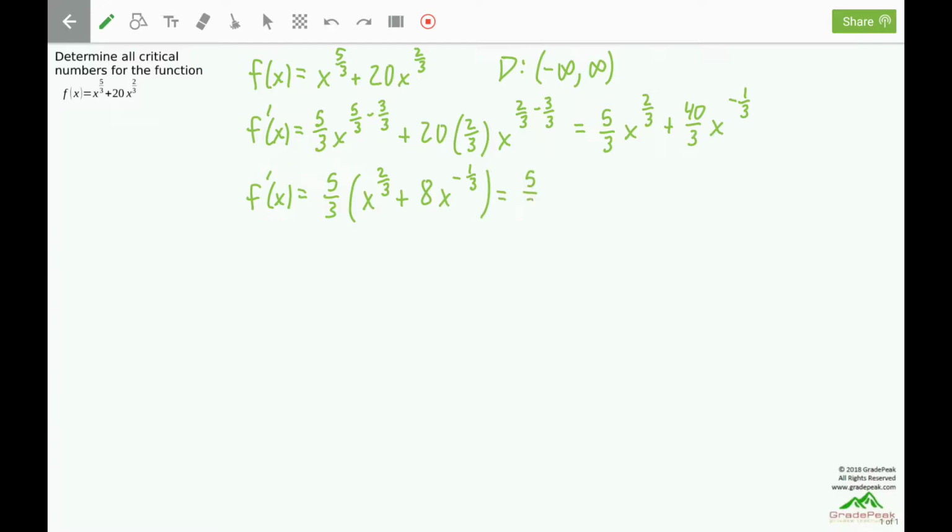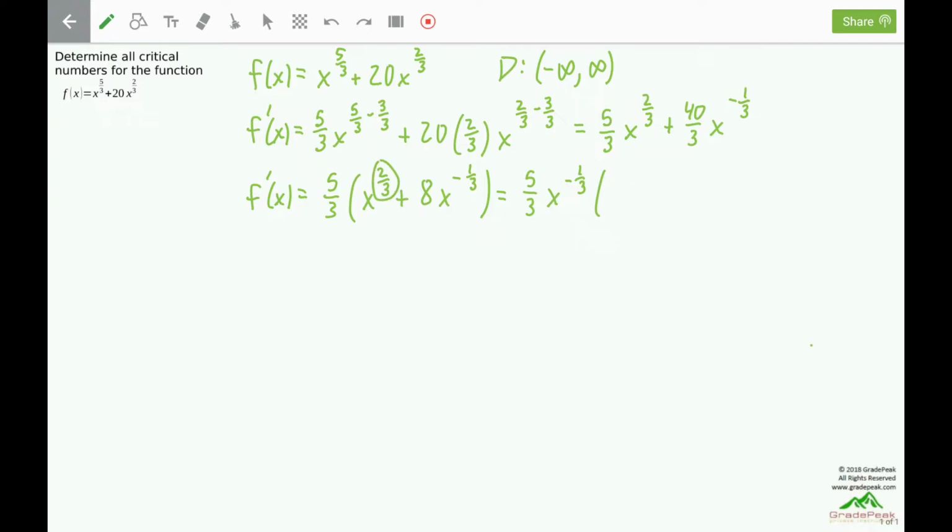We can now factor out an x to a power, and we can factor out the lower power of the two. There is a positive 2/3 and a negative 1/3. The lower power is the negative 1/3, so we can factor out an x to the negative 1/3 power. Factoring is dividing, and dividing is subtracting exponents, so by dividing out an x to the negative 1/3, we can subtract a negative 1/3, which is equivalent to adding a 1/3 to each of the exponents inside of the parentheses.